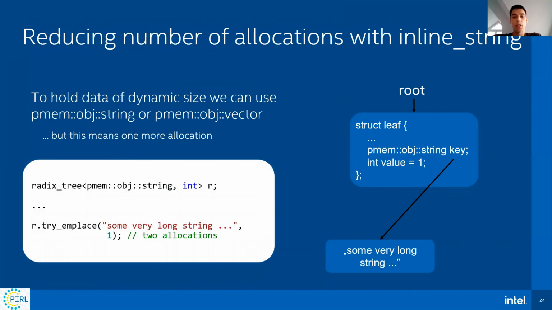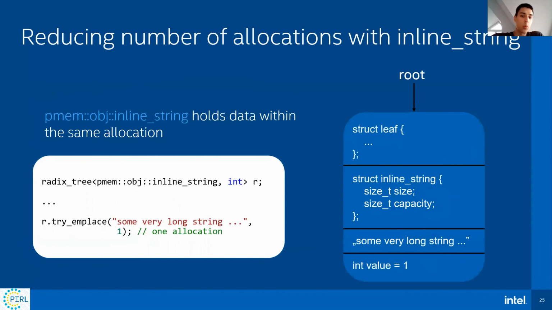On this slide, you can see an example where we use RadixTree with PMOBJ-string as a key. We do that because we want to store some dynamically sized data. Similar to std string, PMOBJ-string stores its data on the heap. However, as we all know, persistent memory has higher latency than DRAM, and we want to limit the number of pointer dereferences and allocations in our algorithms.